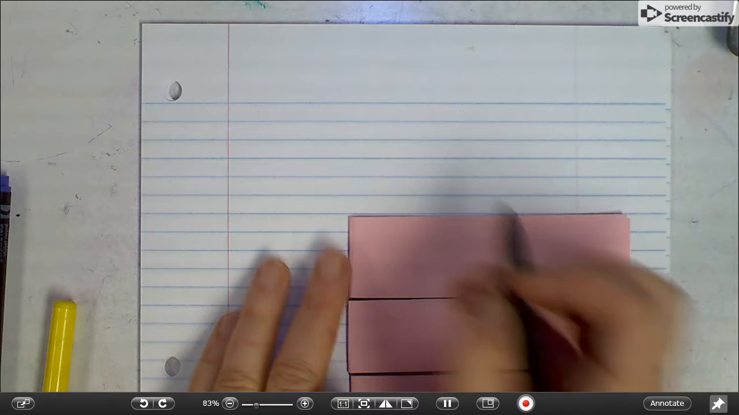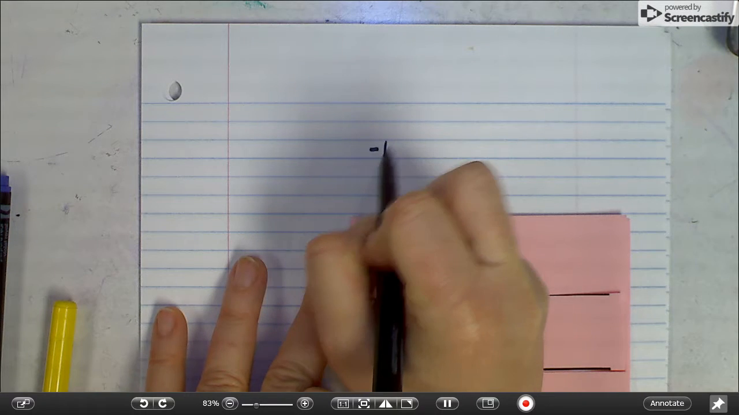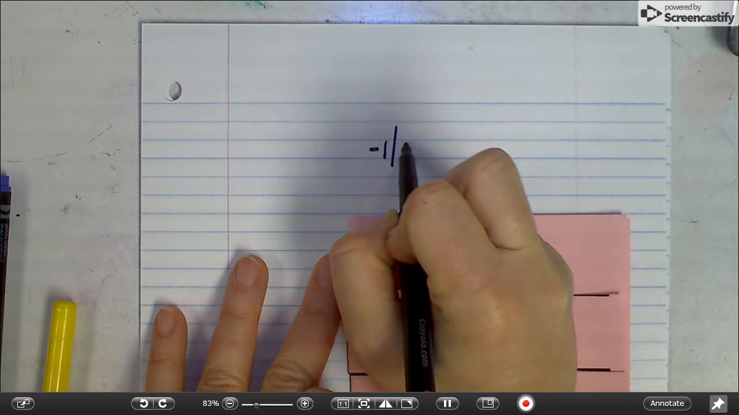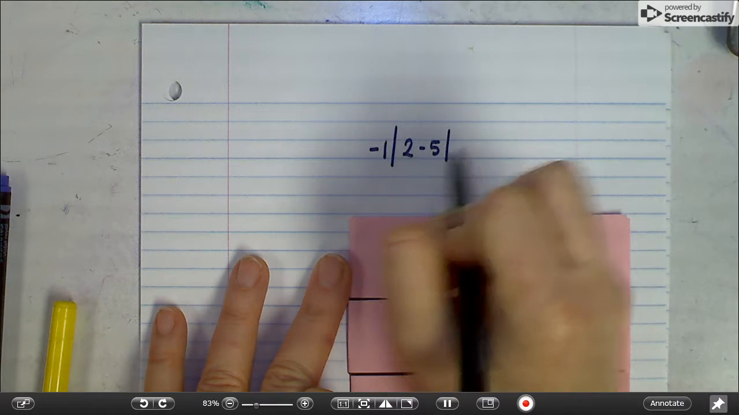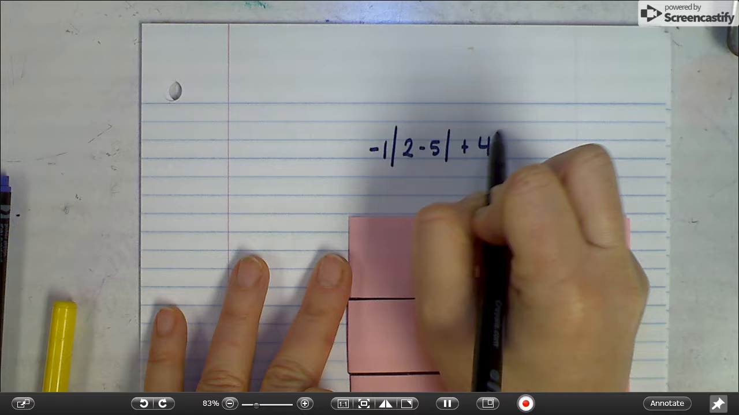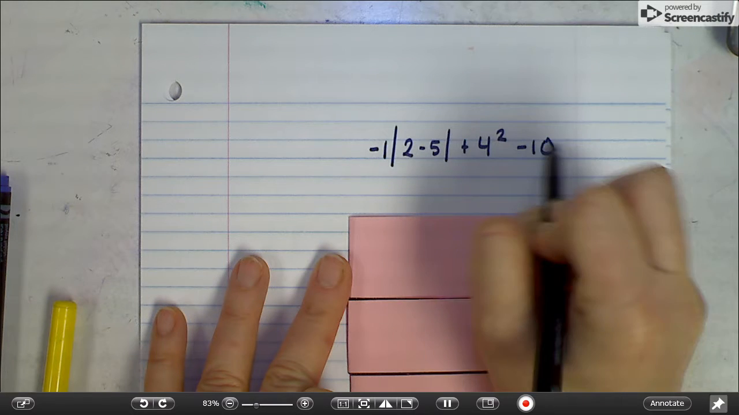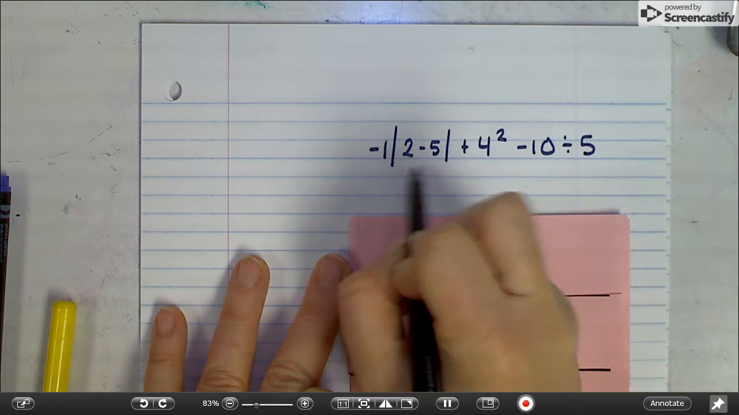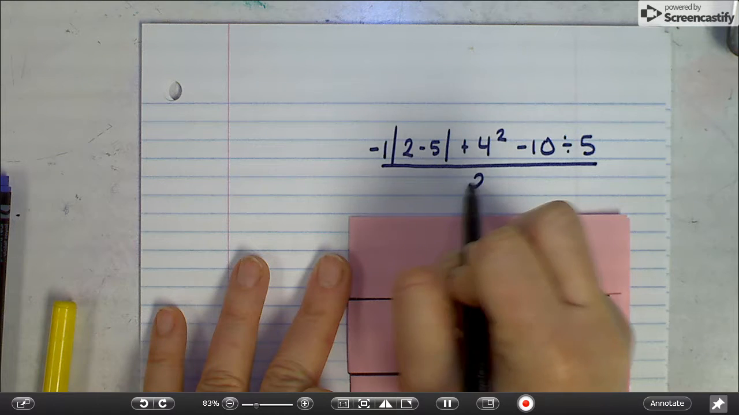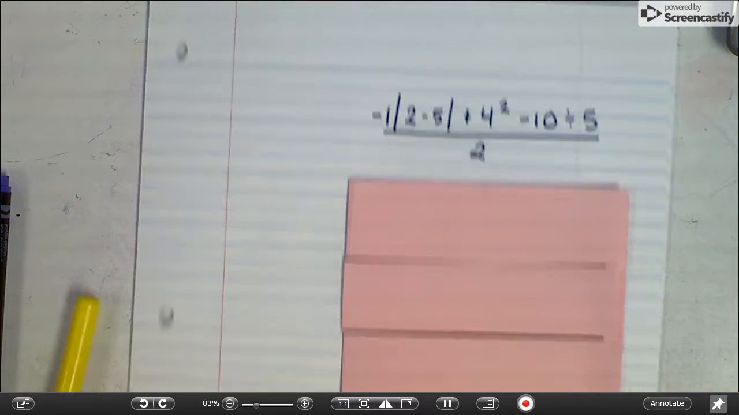All right, so we're going to work with a really long, involved problem. -1 times the absolute value of 2 minus 5 plus 4 squared minus 10 divided by 5, all divided by 2. All right, that's a big problem right there.